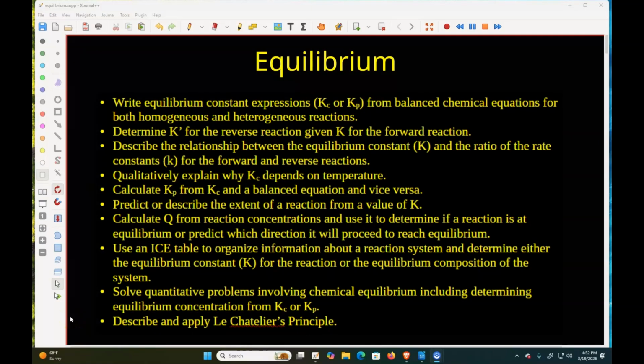Today we're covering everything you need to master chemical equilibrium: writing K expressions, reverse reactions, the link to rates, temperature effects, Kp versus Kc, Q versus K, ICE tables, solving for equilibrium concentrations, and even understanding how systems respond to stresses. Let's get started.